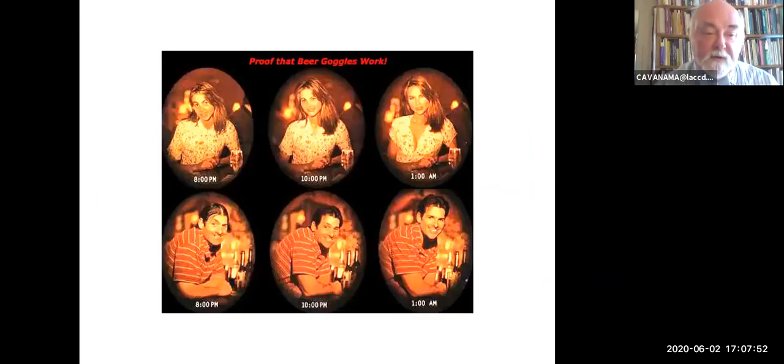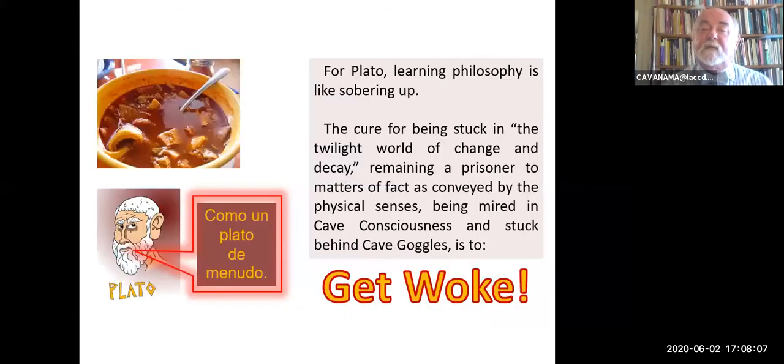Here's proof the beer goggles work. Look at her up there on the left, 8 p.m. By 10 p.m., she's looking a little better. And by closing time, you done drunk that pool girl pretty. Unless you think this is a sexist point, it works for the guys too, as you can see below. They get handsomer and handsomer.